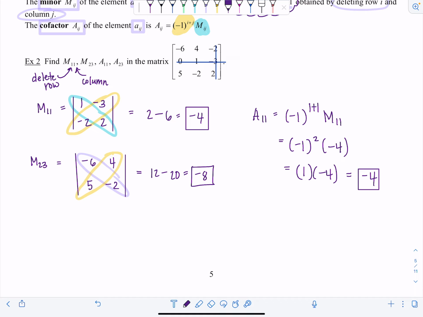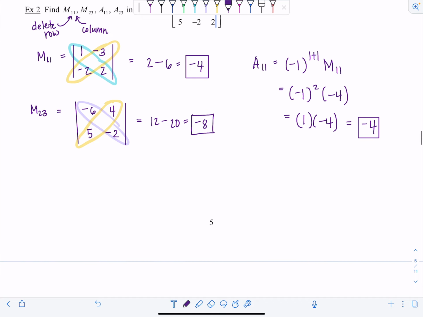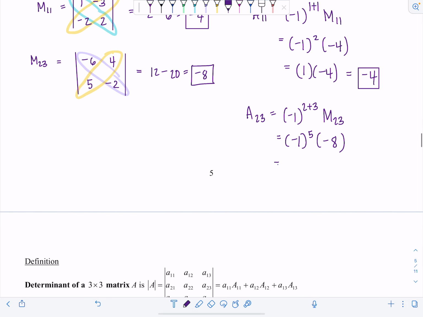All right, and then similarly for M23, we can find A23, that cofactor. So it's -1 raised to the 2 plus 3 times M23, which is going to be -1 raised to the 5th. What's M23? Oh, we have it here. It's -8. Lovely. So then that's -1 times -8, which is 8. Okay, not too bad, right?